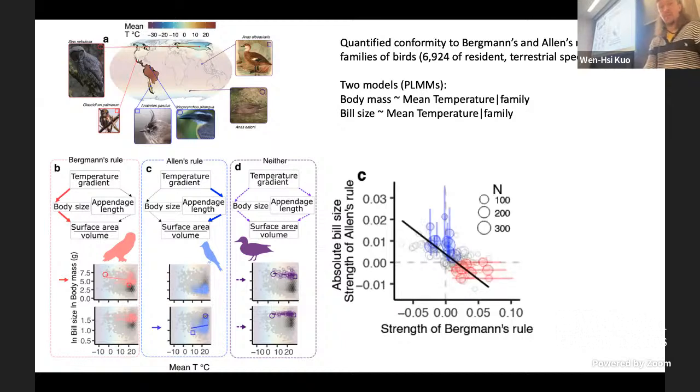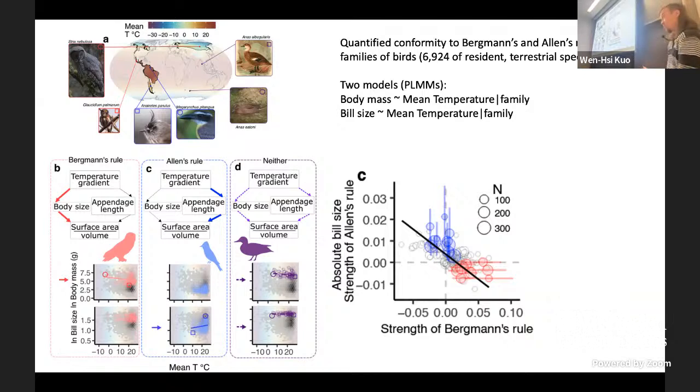And so what we see is that 10 families conform to Allen's rule, shown here in blue. About 8 families conform to Bergmann's rule, shown in red. But 89 families conform to neither, shown in gray. So this suggests that there's a restricted mode of responses that animals can show when they adapt to temperature gradients.